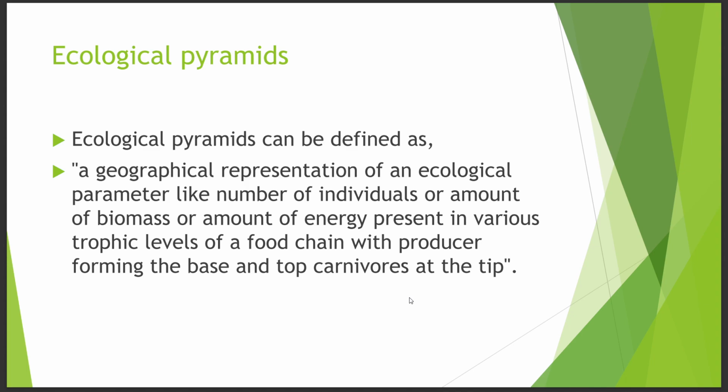In other words, it is an ecological parameter like number of individuals or amount of biomass or amount of energy. Three pyramids are there: one is number, then biomass, then energy. So these three are present in various trophic levels. How many rabbits are in this trophic level, or how much biomass is in the trophic level of herbivores, or how much energy is passed to the top carnivore. So these three parameters in the various trophic levels of a food chain, with producers forming the base and top carnivores at the top tip.